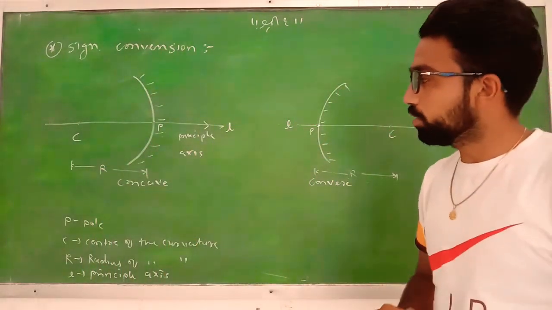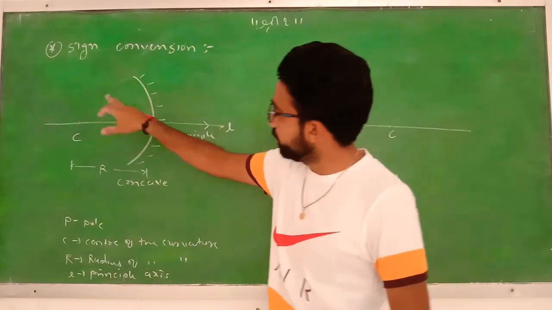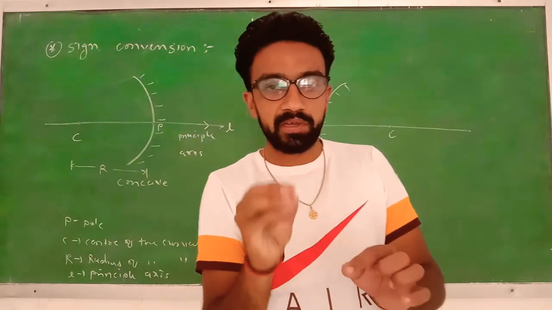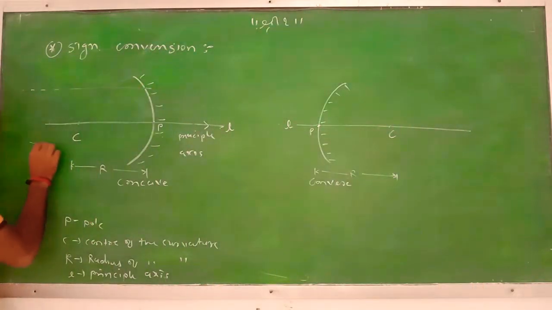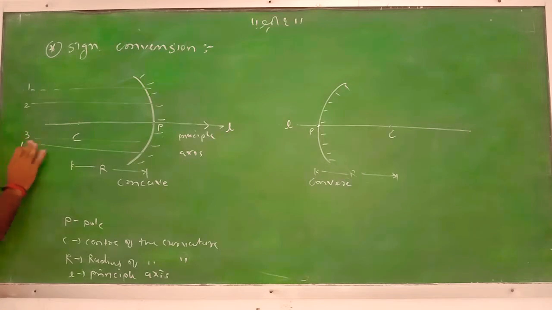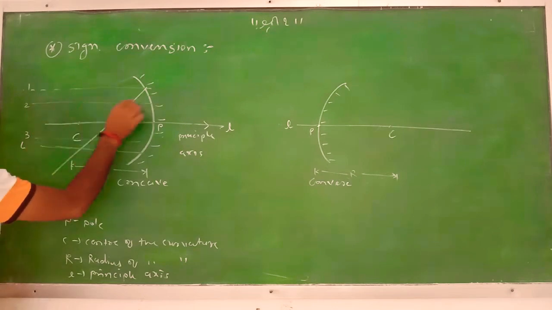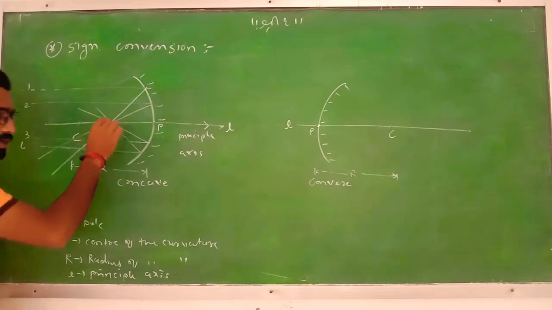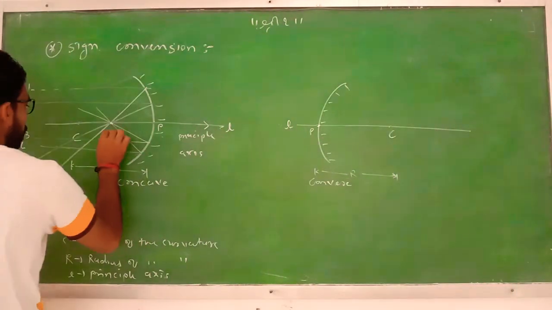Now, what is the principal focus? Consider parallel rays coming from an infinite distance. After reflection from this concave mirror, they converge, or we can say they focus, at one point on the principal axis. Suppose this is the parallel beam coming from infinite distance: first, second, third and fourth rays. After reflection these rays all meet at the same point on the principal axis. That is known as the principal focus.